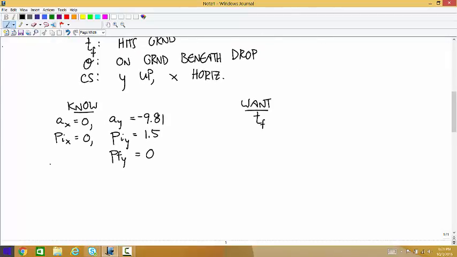Do we know anything about VI? So what's VIX? 0. And what's VIY? Yep. Because it's dropped, and so the velocity when it's dropped is the same as what it's dropped from. And do we know anything about the final velocity? No.